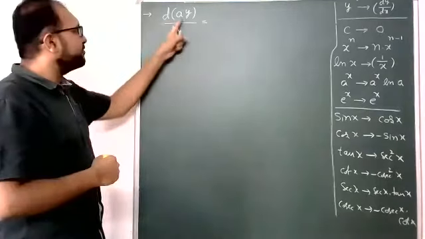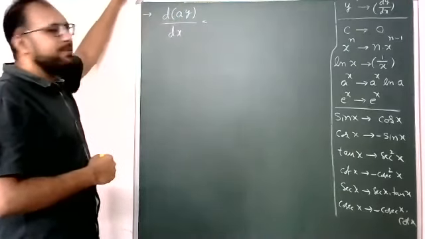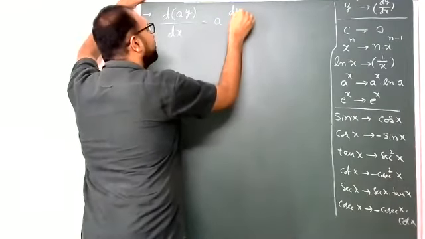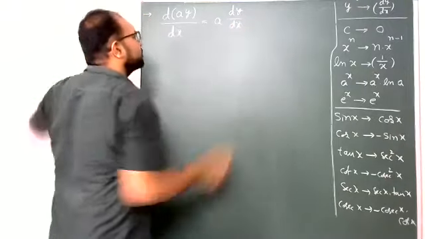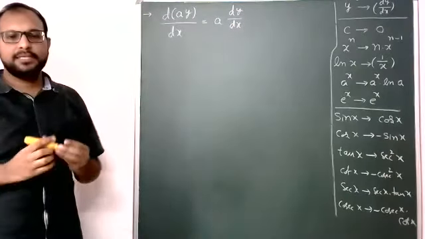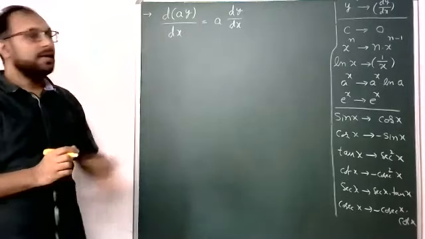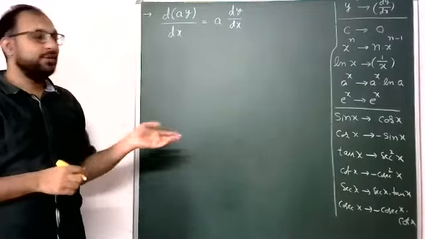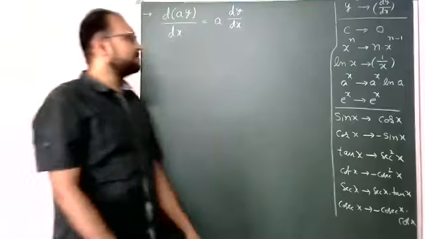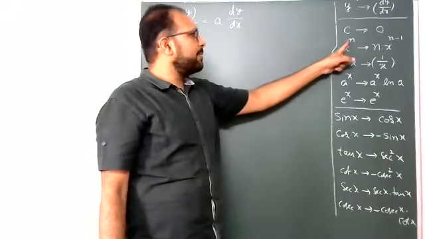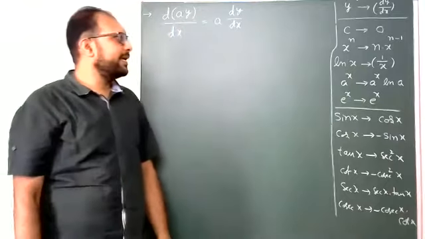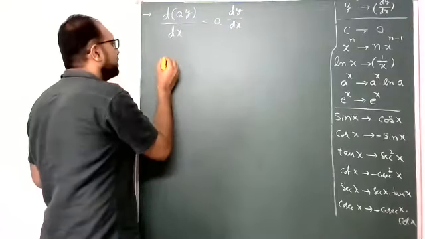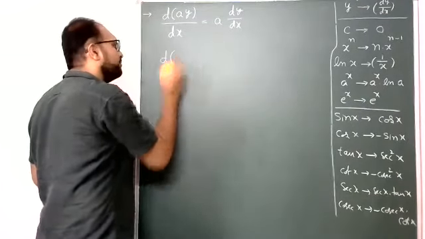So whenever this type of differentiation problem is there, it is a into derivative of y with respect to x. So this is property number one. But how to use this? So 2 or 3 examples I will tell, then later you can solve on your own. Students, here x to the power of n derivative you know, n into x to the power of n minus 1.